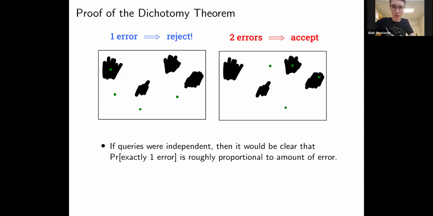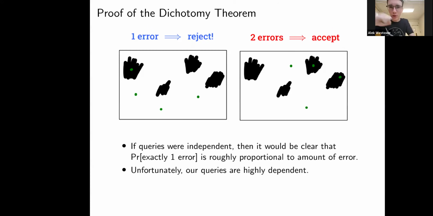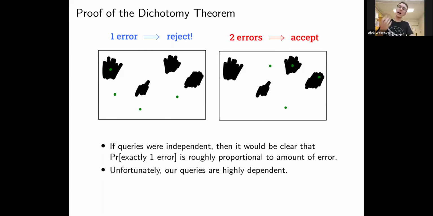So that would be a really good situation. Unfortunately, our queries are actually highly dependent. If you remember, the way we make our queries is we have this point A and this point B, and then we do these things called interpolations of A and B, where we take some bits from A and some bits from B. The point is, they're very correlated.